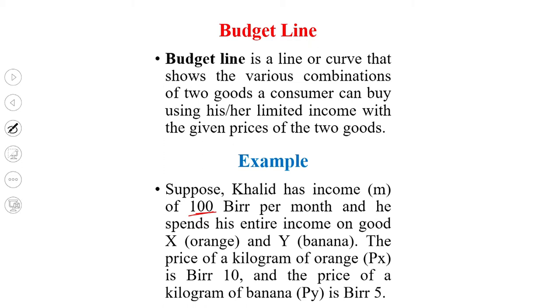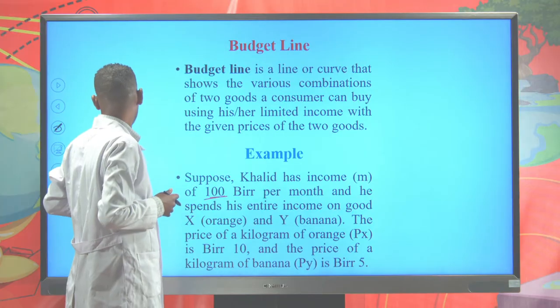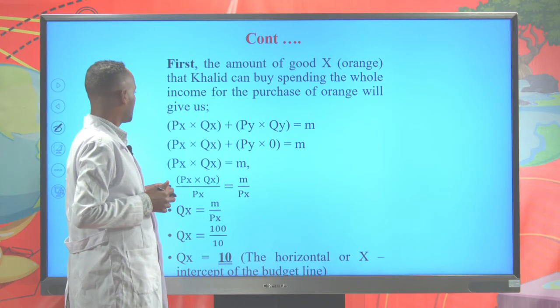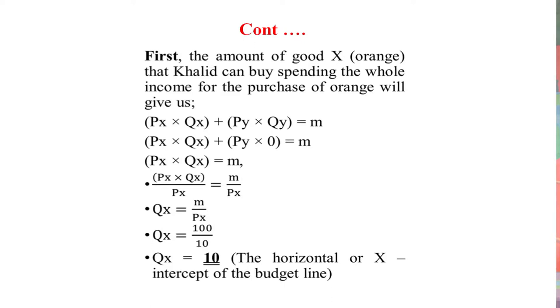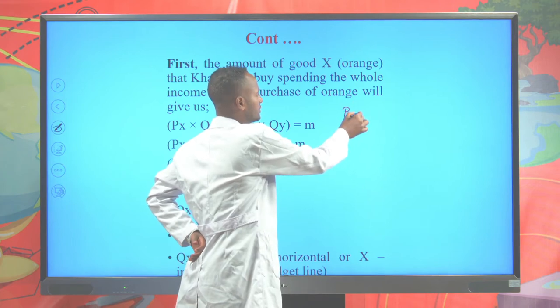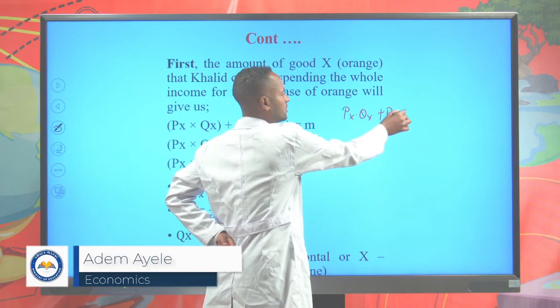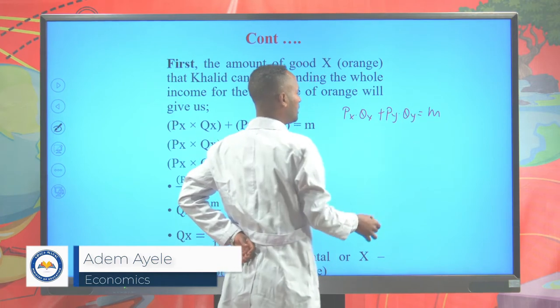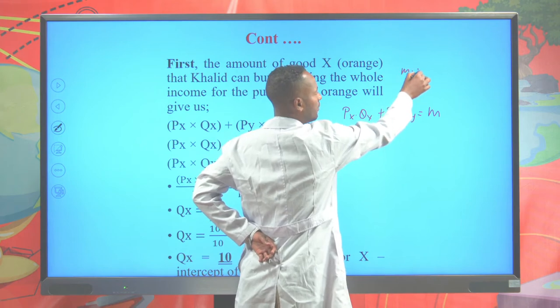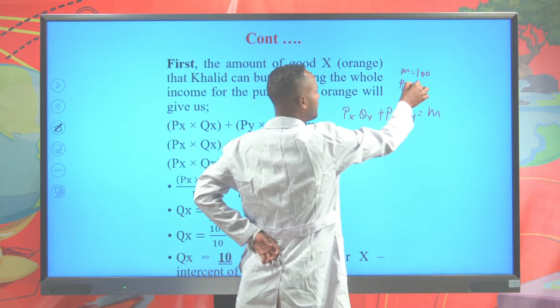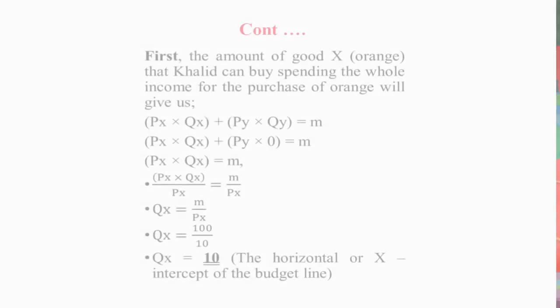Suppose Khalid has income of $100, and he consumes two goods X and Y. Let's say good X is orange, and let's say good Y is banana. And the price of commodity X is given, which is $10, and the price of commodity Y is given, which is $5. Now, the price of X times the quantity of X plus the price of Y times the quantity of Y will give you the income of a consumer. And from this information, income of a consumer is given, which is $100, the price of commodity X is $10, and the price of commodity Y is $5.